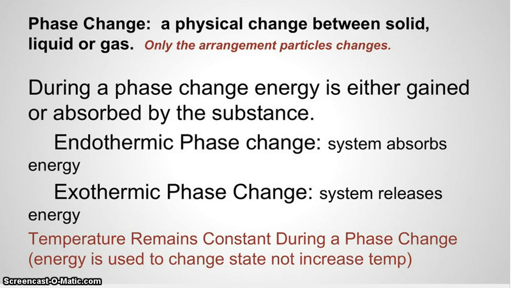All right, so we know that there's solids, liquids, and gases, and we also know that we can go between solids, liquids, and gases. We can change from one state to another, and that process is called a phase change. Phase changes are physical. That means what we start with and what we end with are still technically the same substance. All we're doing is changing the arrangement of the particles.